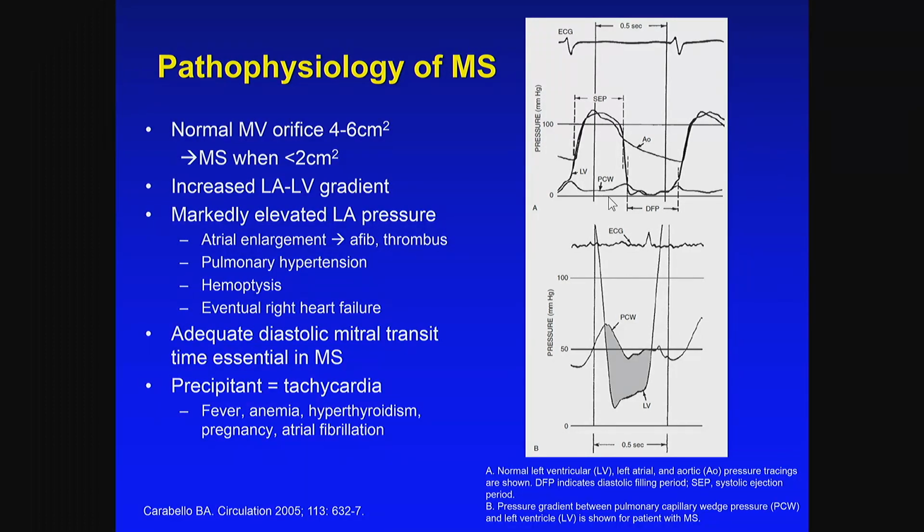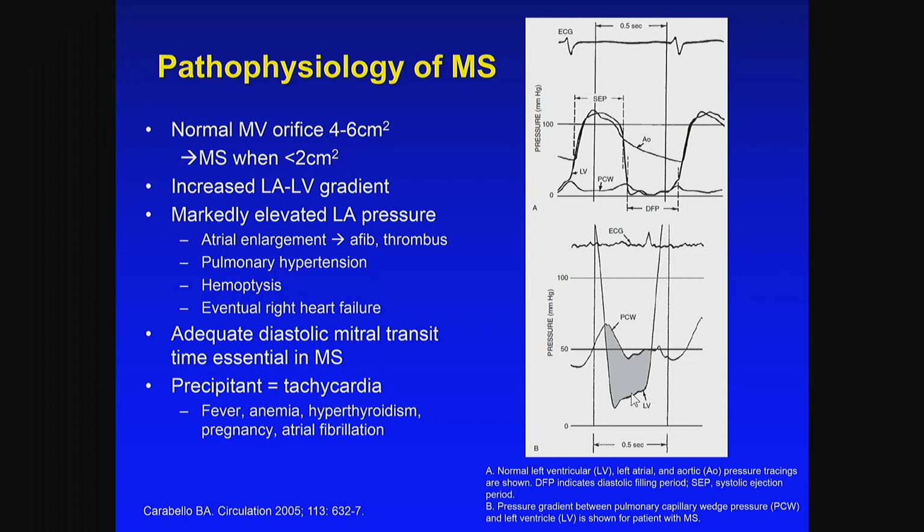This is an illustration on the right of the pressure curves within the wedge tracing, the left ventricle, and the aorta. You will note that in the diastolic filling period, the left ventricular diastolic pressure and the pressure in the wedge tracing is identical. That's because there is no gradient between the left atrium and the left ventricle during most of diastole. In contrast, there's a dramatic gradient between the pulmonary capillary wedge pressure and the left ventricle in mitral stenosis.